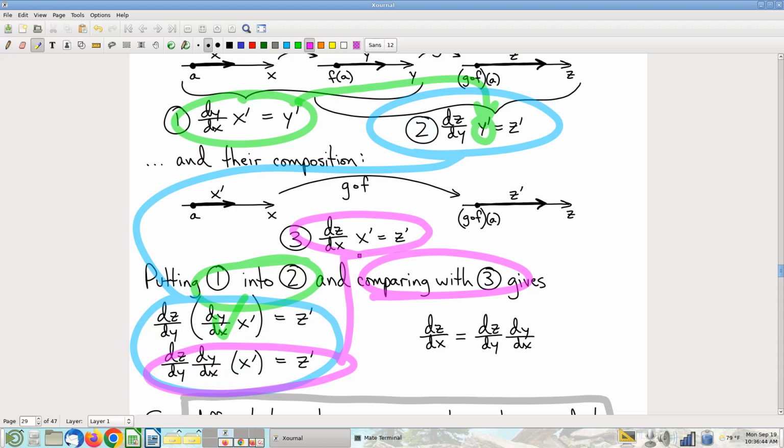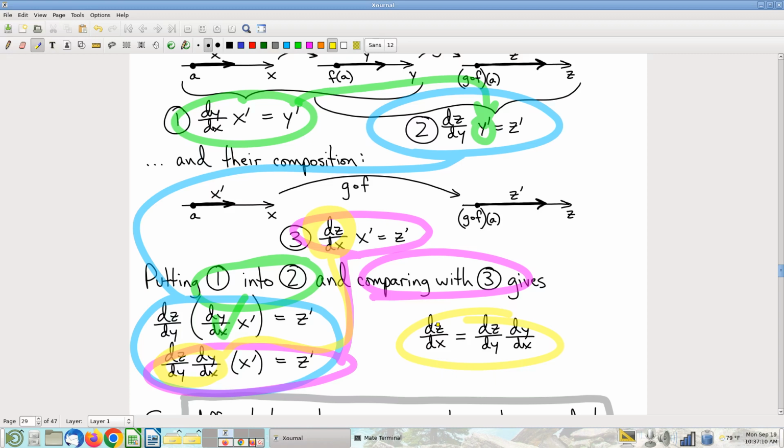And you can see what we've got is, in both cases, something times x prime equals z prime. So those two things, the two things that you multiply times x prime to get z prime, must be equal. So there's our chain rule, our single variable chain rule, and this is an argument for how to get it.